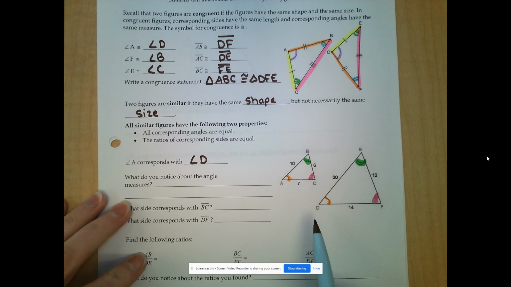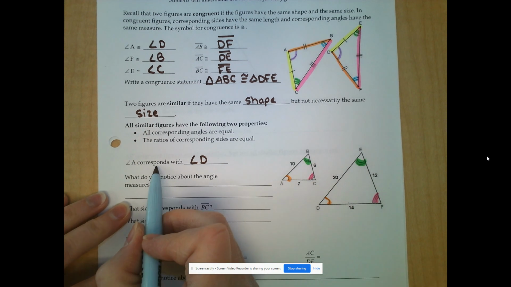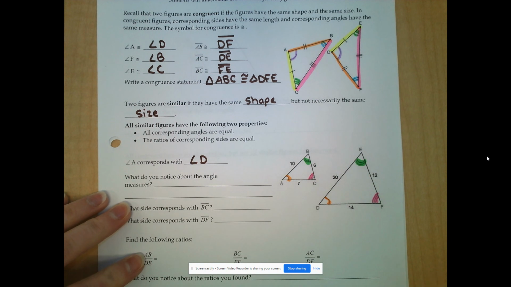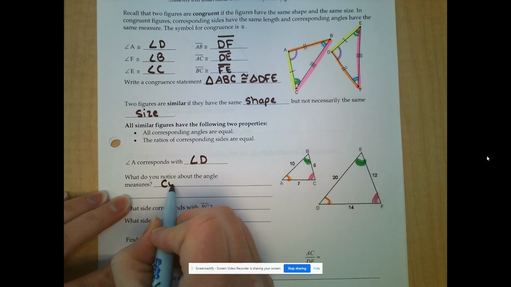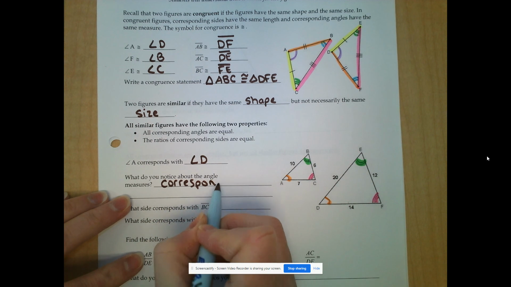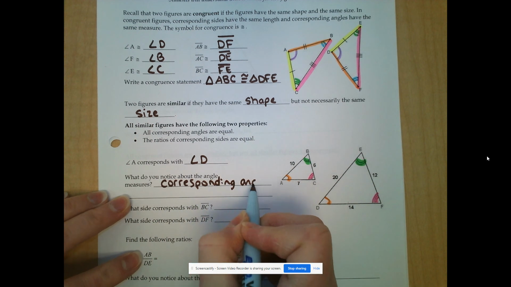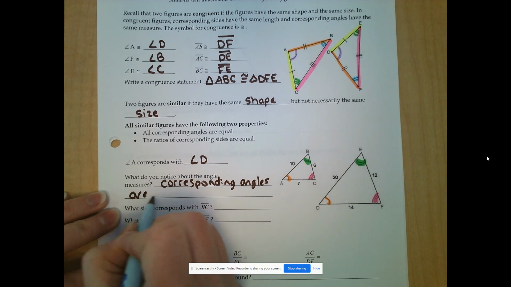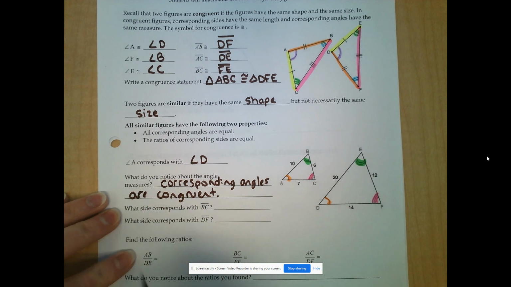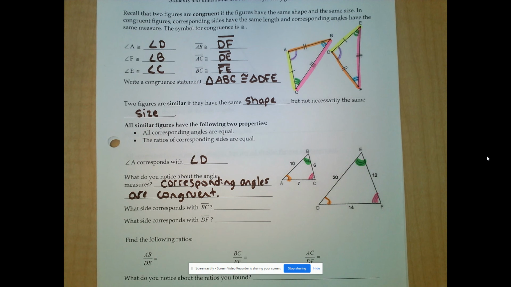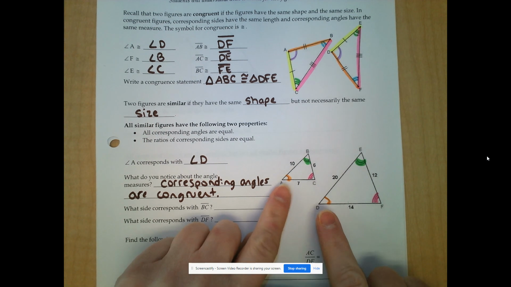What do you notice about the angle measures? So corresponding angles are congruent. Now, the word corresponds does not have a symbol. You actually have to write out corresponds. What do you notice about the angle measures? Corresponding angles are congruent. And that was the same as when we had two lines that were crossed by a transversal. The corresponding angles were congruent. Here, the corresponding angles, the ones that are in the same location, are still congruent.